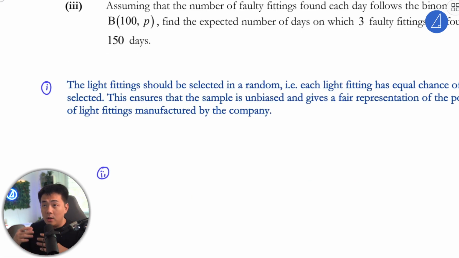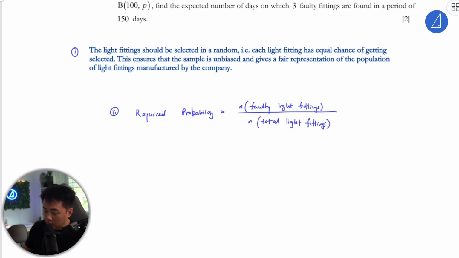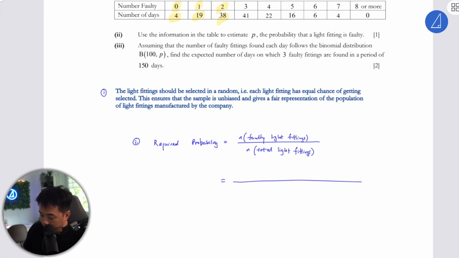You just need to count the total number of 40 lights over the total sample size. Here's what's going on. So what we do is we just add up everything. So we have the number of 40 days, which is 0 times 4. With one light fitting being 40, you have 19 days. So it's 19 times 1. Then you just add everything up, because 38 days you have got 2 40s and 41 days you got 3 and so on. So just add all this up.